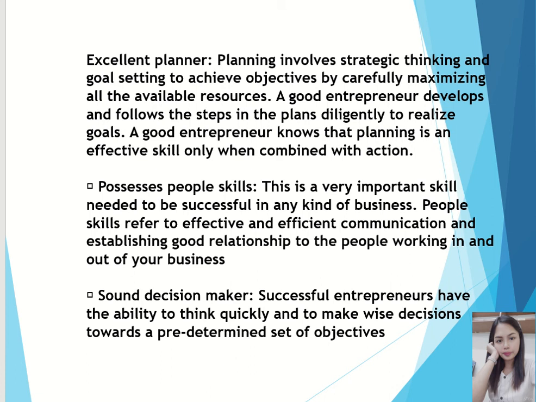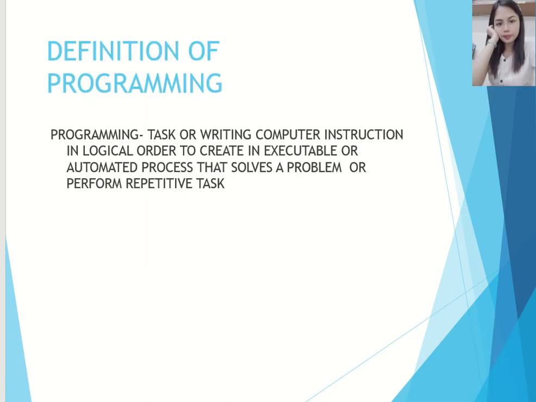Possess people skills. This is a very important skill needed to be successful in any kind of business. People skills refers to effective and efficient communication and establishing good relationships with the people working in and out of your business. It means you should have the proper skills, the proper discipline, and the proper knowledge in order for you to be a more effective entrepreneur. Sound decision makers: successful entrepreneurs have the ability to think quickly and make wise decisions towards a predetermined set of objectives. So, as an owner of a company or a business, you should always think fast but surely so that your business will not go bankrupt.